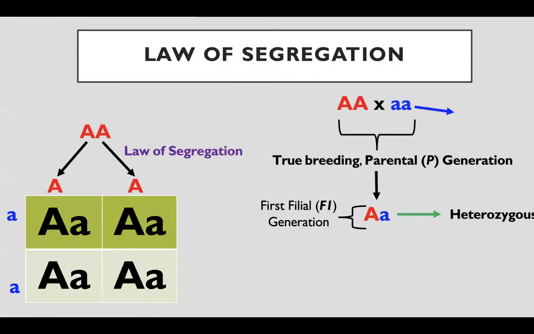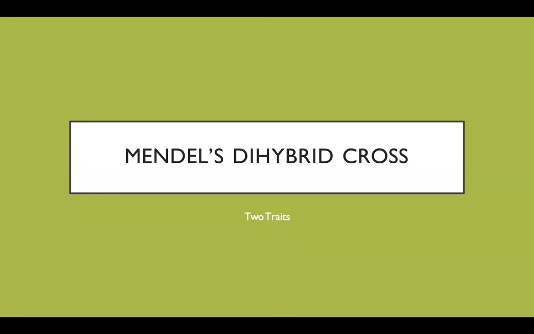Now we're going to talk about the law of segregation. The law of segregation states that two alleles that code for the same trait separate during the formation of gametes. So you won't have two dominant alleles on one side. The alleles themselves will separate so that one gamete will contain one allele, the other gamete will contain the other allele. That's it for the law of segregation.